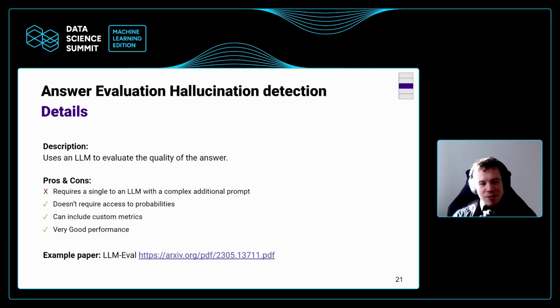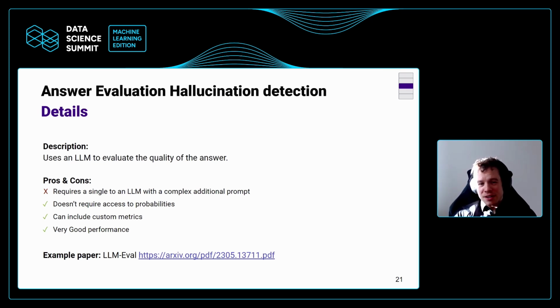That means that we can include custom metrics. We don't have to say only whether this contains hallucinations, give me one number, but we can go crazy. We can basically ask an LLM about anything, which is potentially useful because we might want to make sure that the answer is not only correct, but also complete. It might be actually more important than just correctness or unambiguity. Again, we don't require access to probabilities as with all LLM-based methods, and we have very good performance in terms of actual hallucination detection, actually better than any other metric.